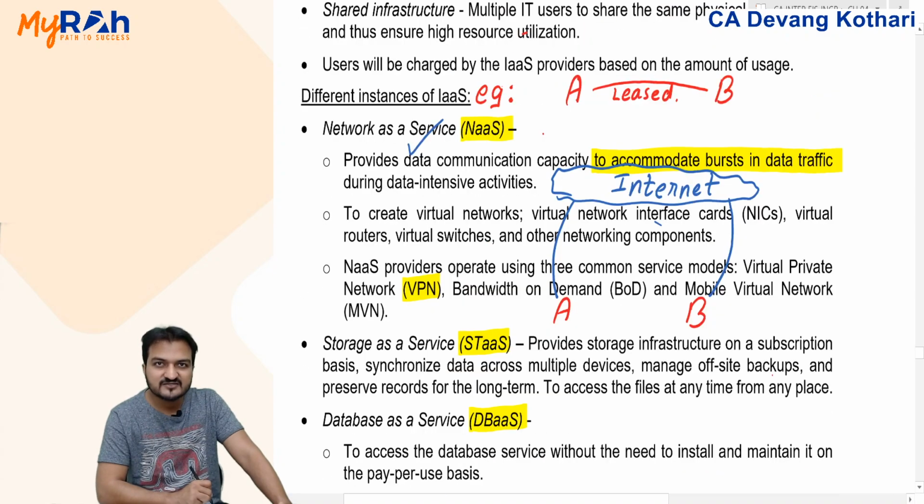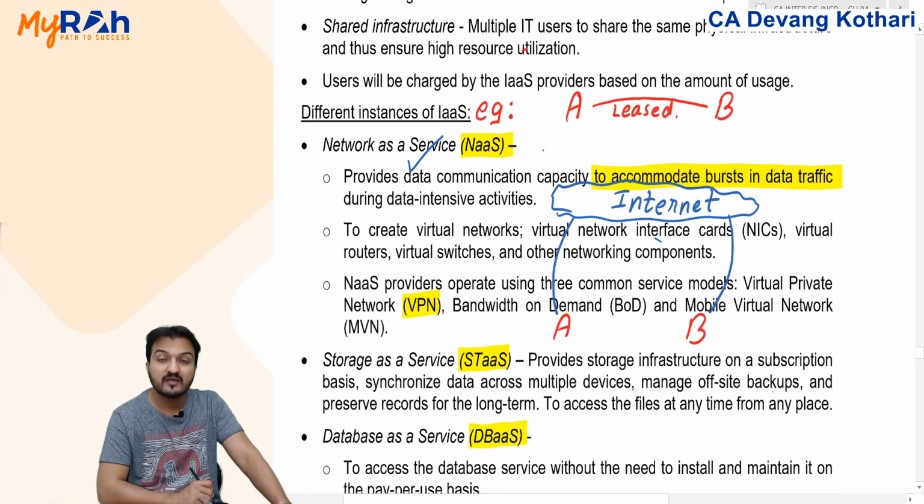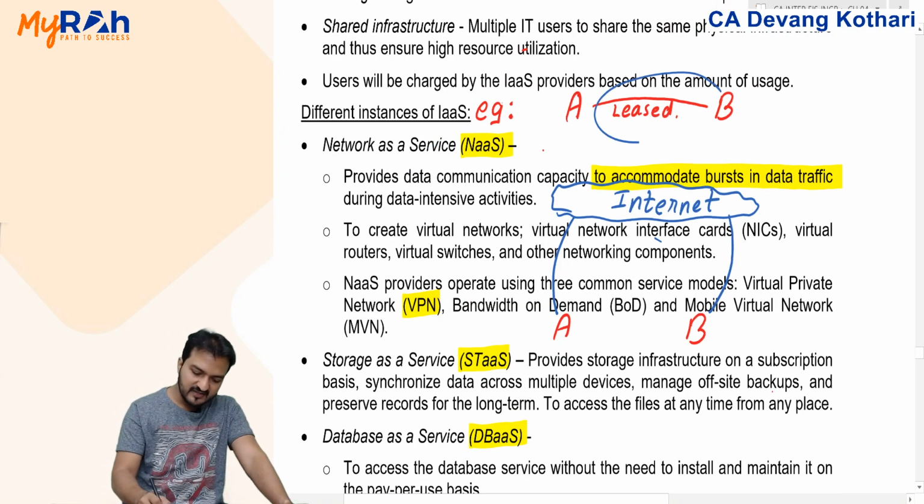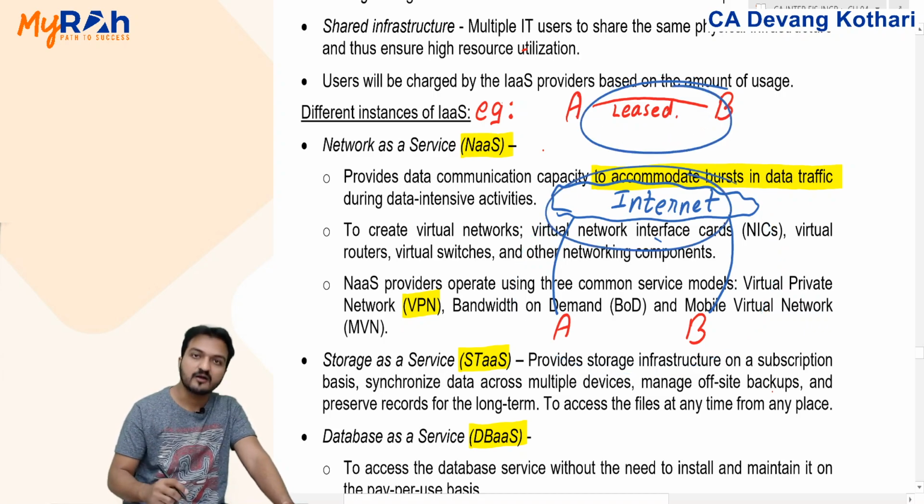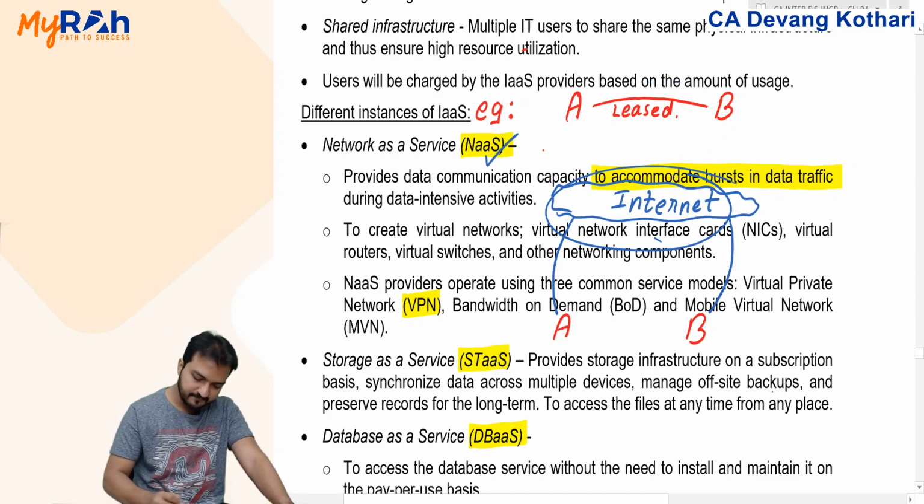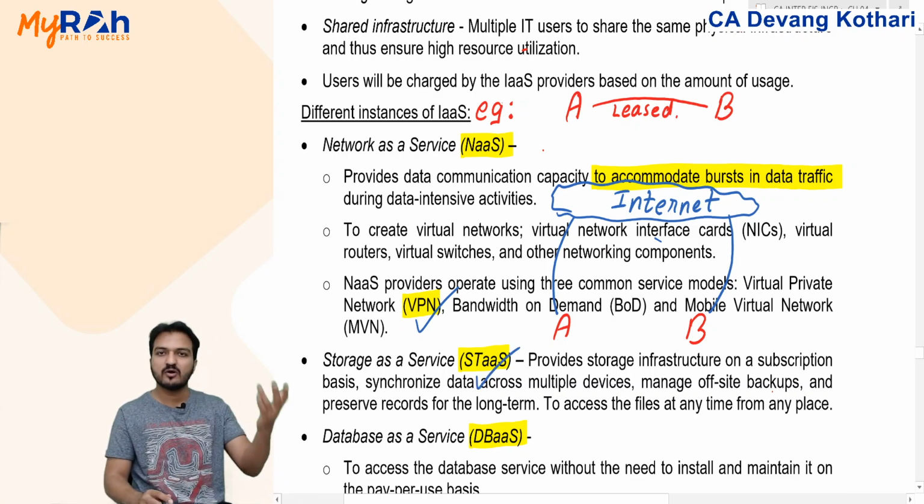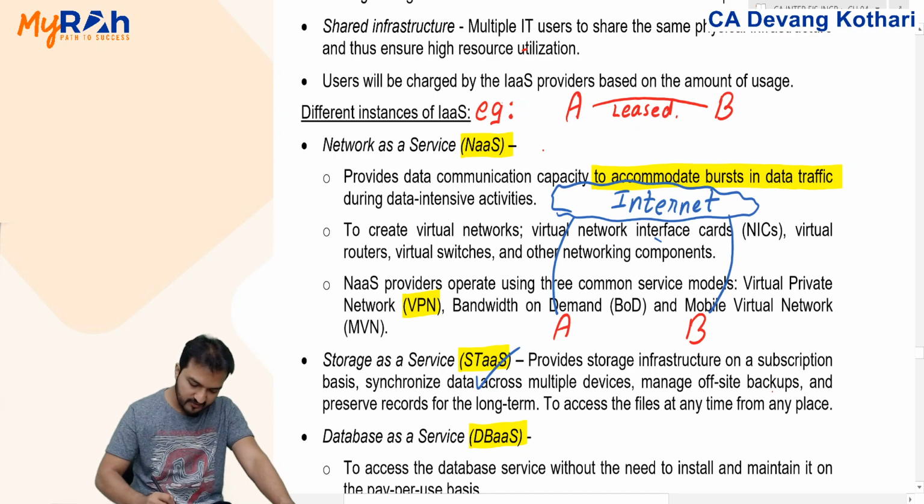Network as a service is also cloud computing. Why? Because VPN, remember leased line versus VPN. In case of VPN, I don't need to create my own cable here. Rather, I can use the internet for my connection. That is networking as a service. Storage as a service. Storage on the internet, that is, store on Google Drive, that is storage on the internet.